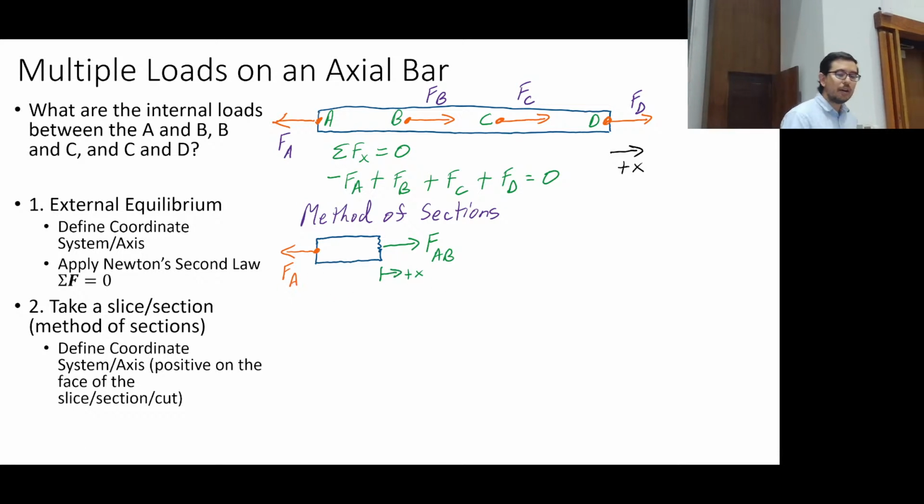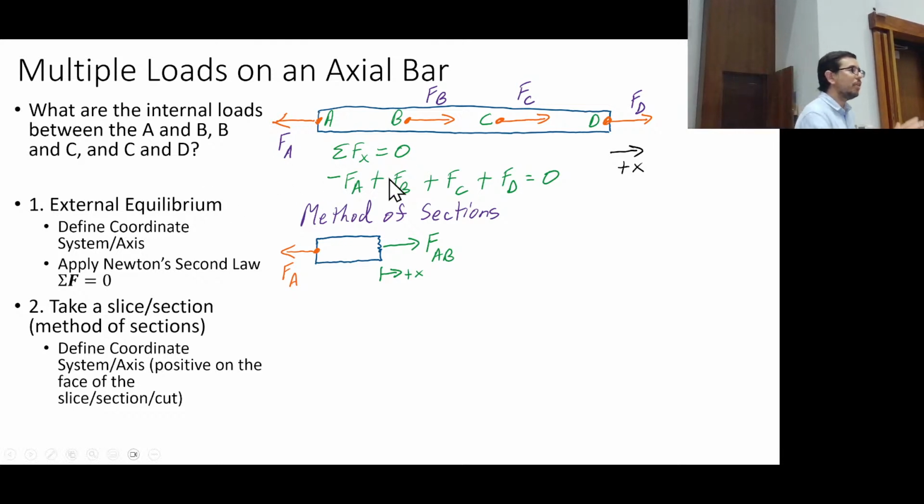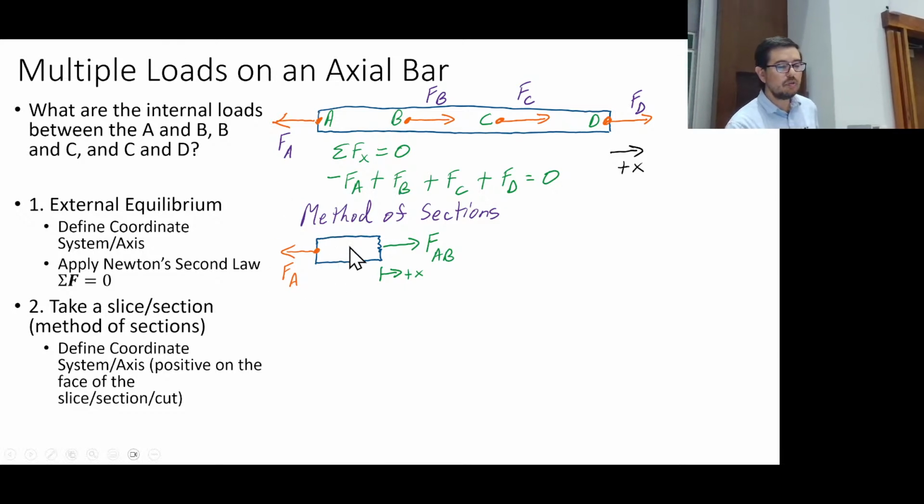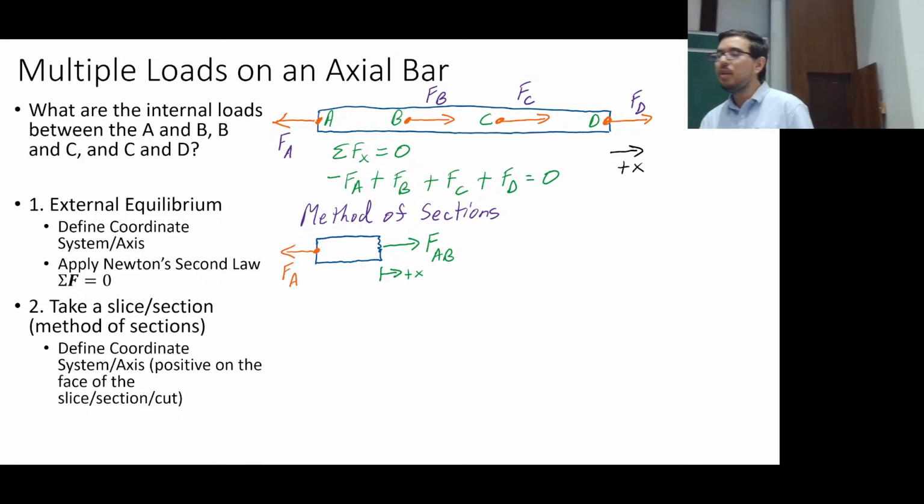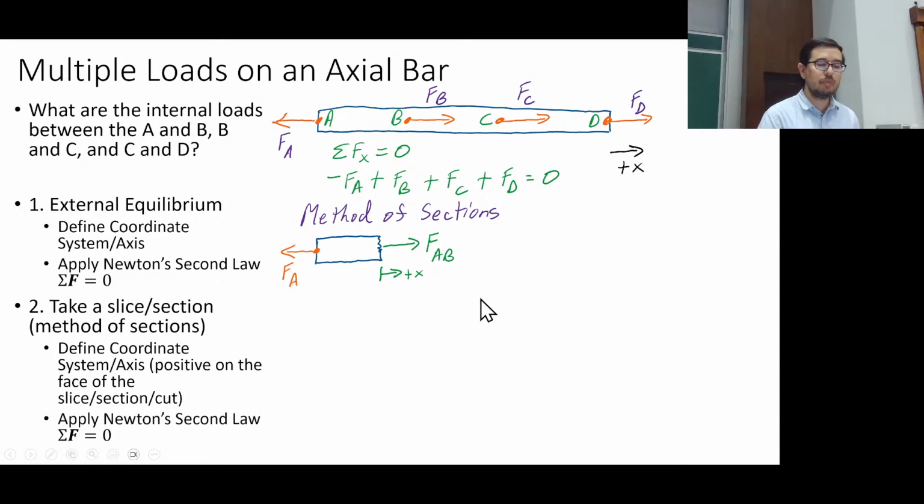So this is where I didn't really need to do external equilibrium. If all I had to do was answer, hey, what's the internal force between A and B? You're like, I'm going to save 30 seconds. I'm not going to do external equilibrium on the whole system. I can go right to method of slices and know that FA is equal to FAB.